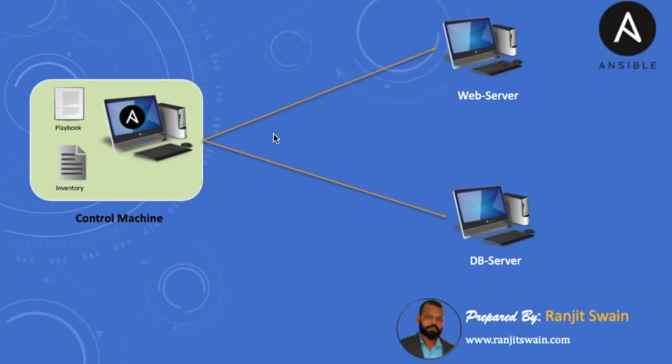Here is the Ansible flow diagram. We have taken a control machine. On this control machine we have playbooks and inventories. Once the playbook is executed, the tasks will run and the required configuration and installation will start. We have taken one web server and another one, the DB server. Based on the roles and tasks, the execution will happen.